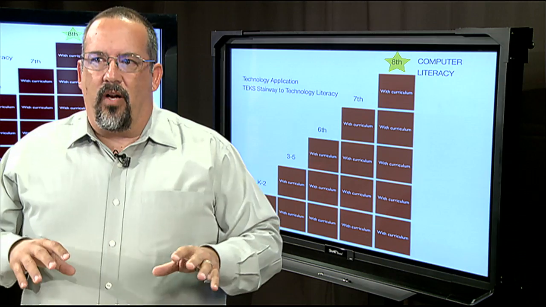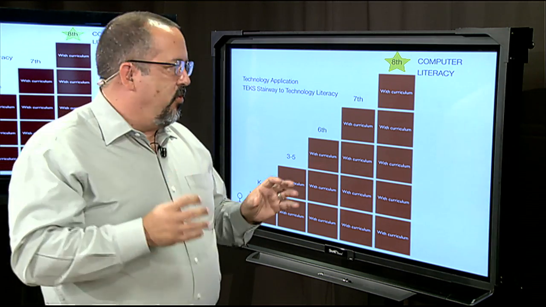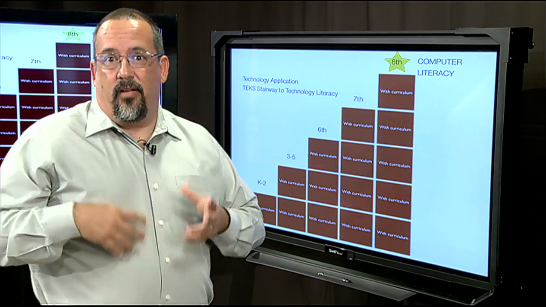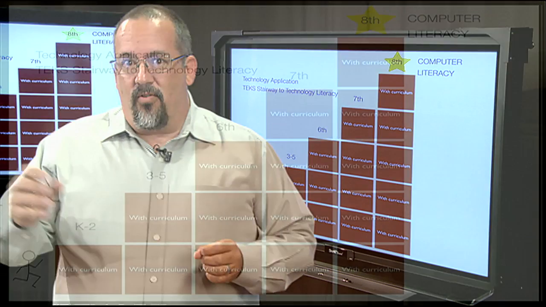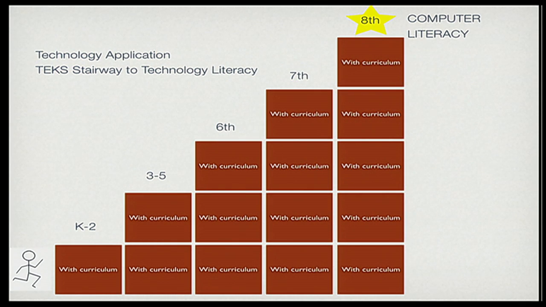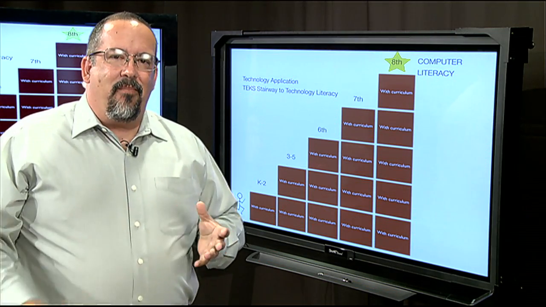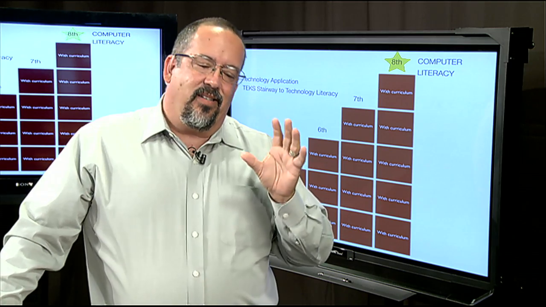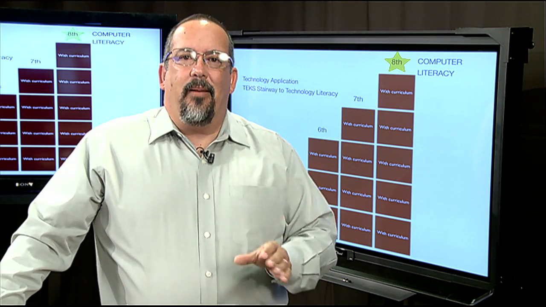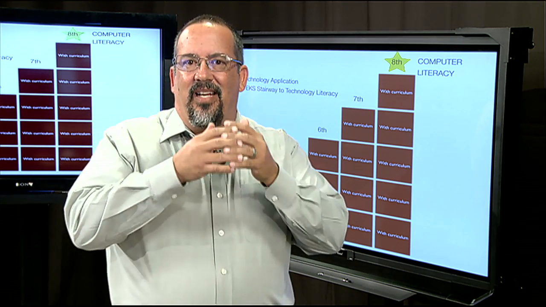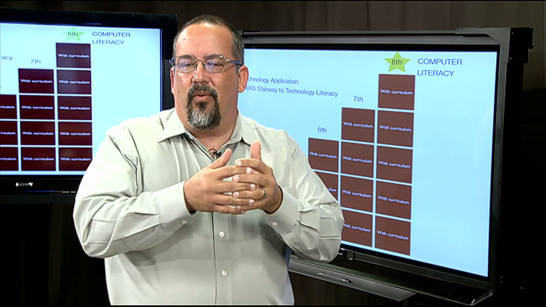So I did this incredible graphic here that you should be way impressed with, because it took me over 10 minutes to make this. Consider the staircase. This is our student down in the lower left-hand corner, and this is the technology application TEKS embedded into the curriculum. They can't do this without being embedded into the curriculum. Or again, I'll say this, I think I've said this in every single episode, that the technology application TEKS have to be embedded into the curriculum.